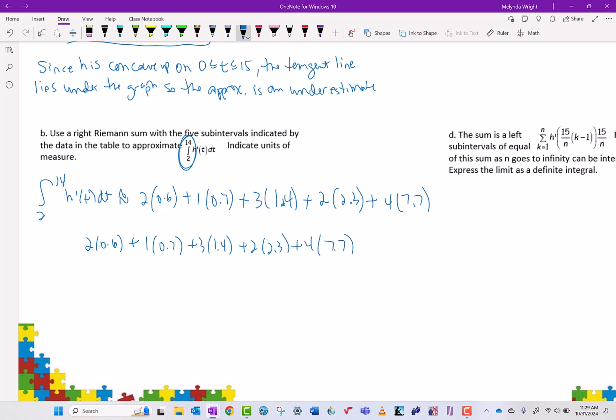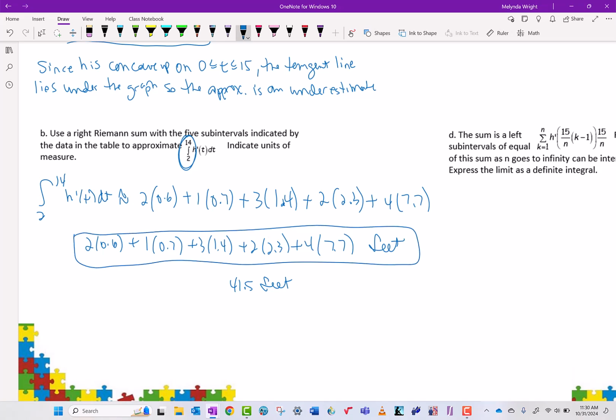But I need to write my units, and that's in feet. Now, if you really wanted to multiply and add all that together, you should get 41.5 feet. Okay, so either of those answers is fine. This could be one answer. I could write it like that, but I need the units. Or I could go ahead and add them all up and multiply and get that.